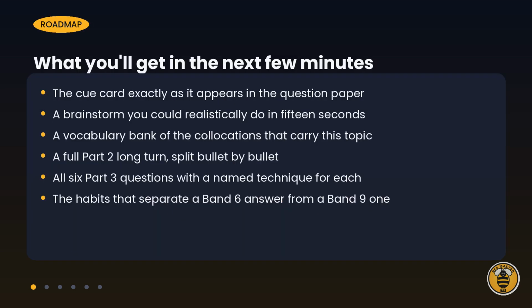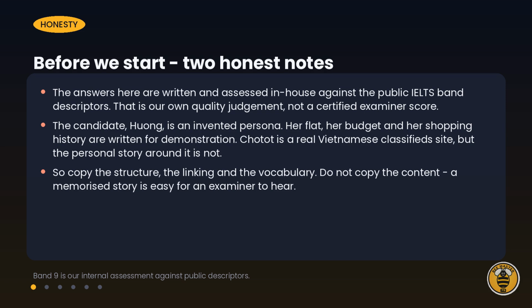Here is the plan. First the cue card itself. Then a brainstorm you could realistically do in the 15 seconds you are given. After that, a vocabulary bank, the full long turn split bullet by bullet, and then all 6 part 3 questions, each with a name technique you can reuse. 2 honest notes before we start.